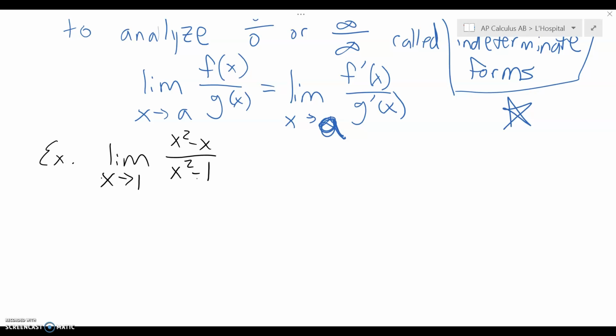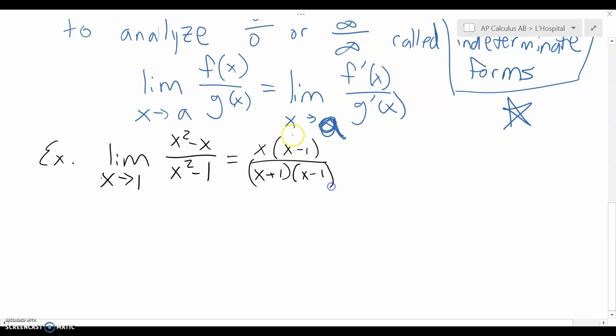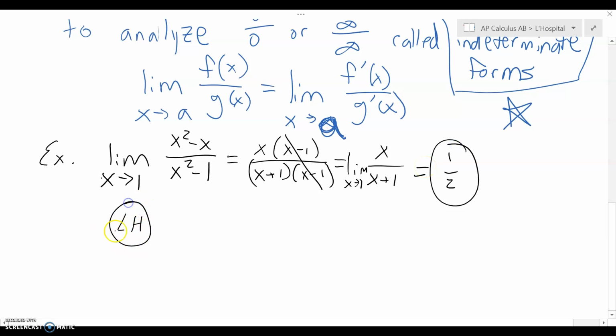We can potentially do some other algebra tricks on this thing. We can do some factoring here where we could say, oh, I'll take an x out on the top and I'll split the bottom, x plus 1, x minus 1, cross off the like factors. Now I have x over x plus 1. Now I can plug a 1 into that, and I would get 1 over 2. Or you could apply L'Hopital's rule. So you could use L'Hopital's rule, and oftentimes denote it as LH, just kind of shorthand. You have 2x minus 1 on top. You have 2x on the bottom.